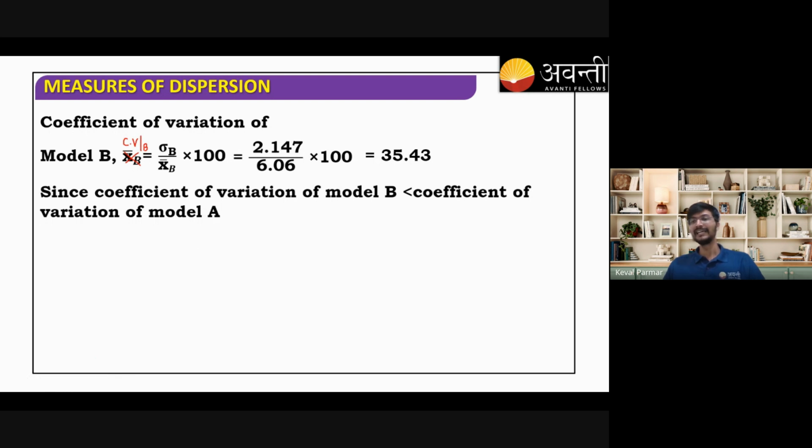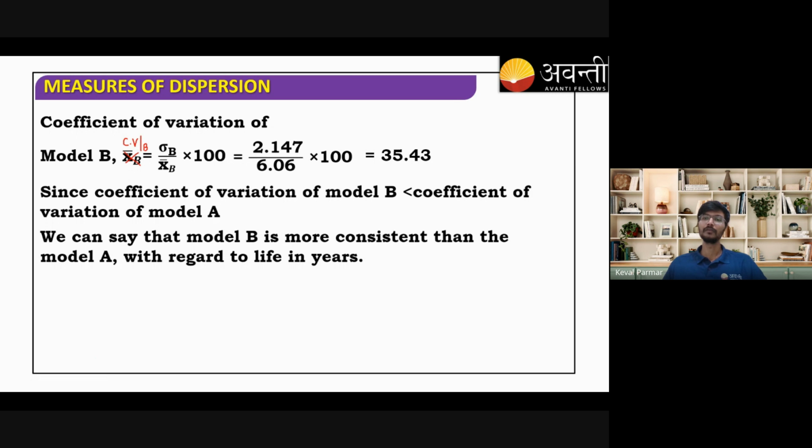So you can see, what was the coefficient of variation of A? 50. And this is something around 35. So coefficient of variation of model B is less than model A. And we prefer the coefficient of variation which is less because the consistency is more. That means that it is more reliable. So the model B here is more reliable or more consistent than model A.